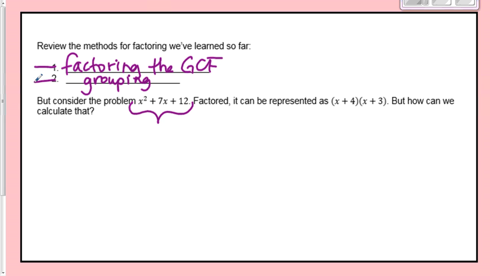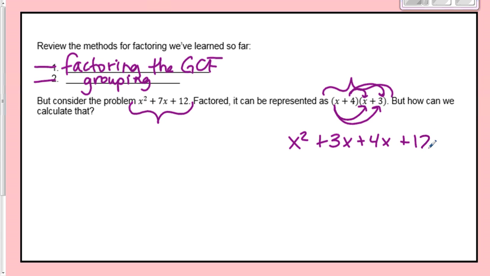Now, the problem that's up there, there is no greatest common factor and there's no grouping. So far, we would have called that prime, but it's not prime. I go ahead and over here tell you that this is the factored form of x squared plus 7x plus 12. So if we think about how I can break that down: x times x is x squared, x times 3 is 3x, 4 times x is 4x, 4 times 3 is 12. Then I combine like terms, and I've got x squared plus 7x plus 12.